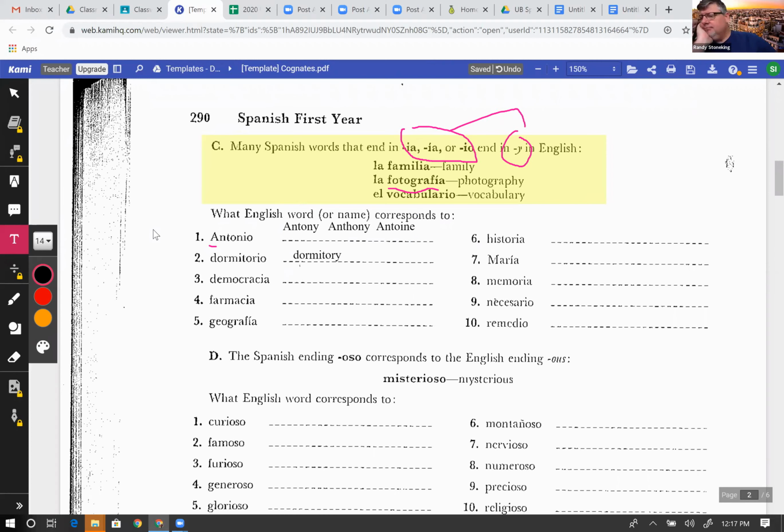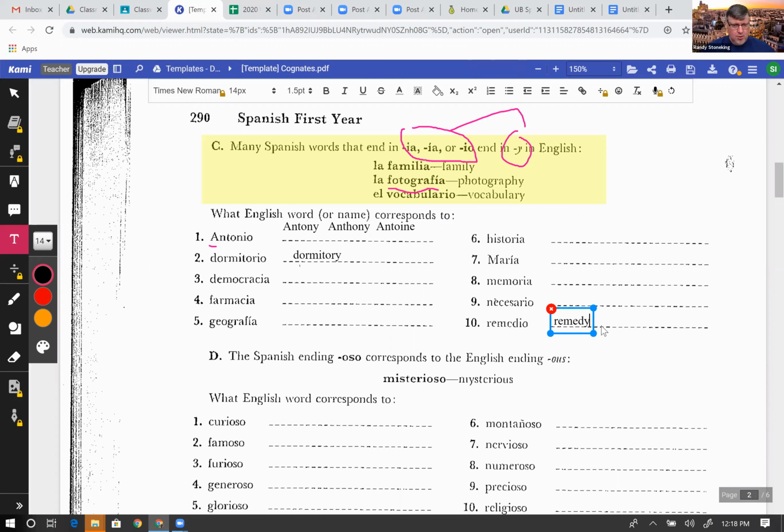Let's look at number 10. What do you guys think number 10 would be? Remedy. Remedio becomes remedy. There we go. Let's do this backwards for one. Let's do one more here. Let's do number 5. And this word, I'm going to give you the word. It's not any big surprise. It's geography.